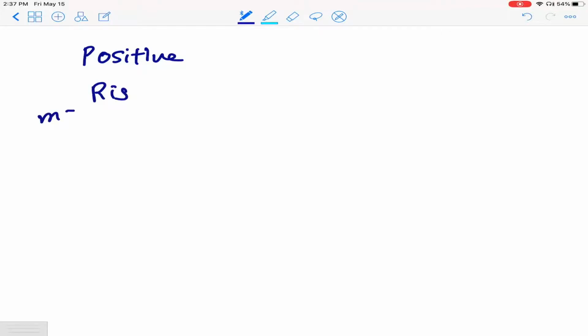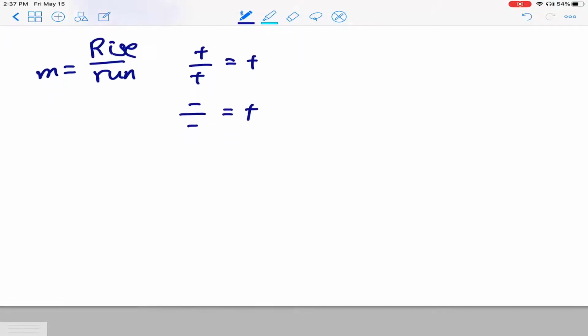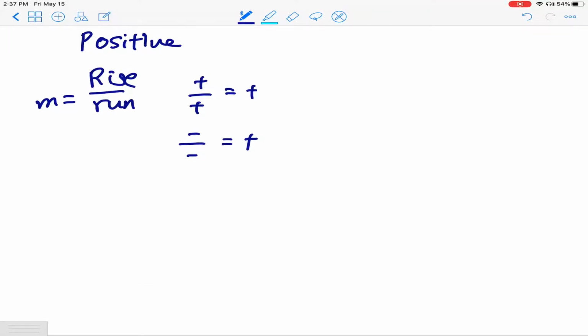remember the slope is rise over run. Your rise and the run will have the same sign so that it will be positive, right? If you have positive divided by positive, that will be positive. Negative divided by negative will also be positive, right? And because of this characteristic, the run and the rise, their direction is kind of the same, I would say. So the graph looks like this for the positive. It always goes up, okay?